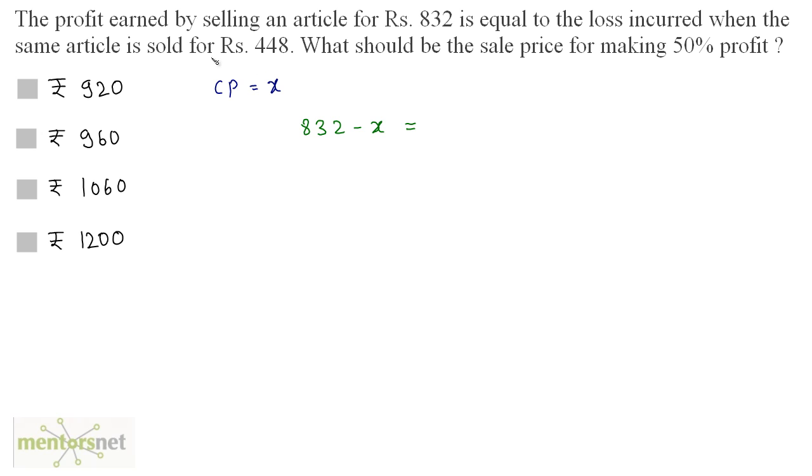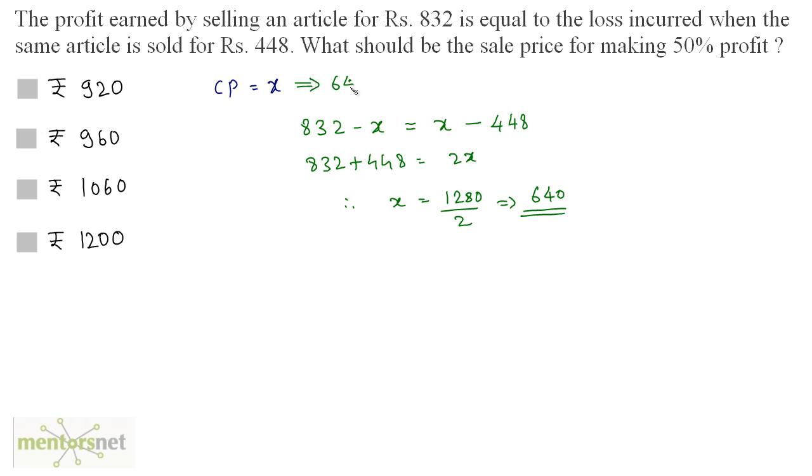Now we have a new selling price and we have a loss. So this is equal to the loss, and the formula for loss is cost price minus the selling price. So the cost price X minus the new selling price, which is 448. Now we can find the cost price from this equation. So 832 plus 448 is equal to 2x. Therefore, x is equal to 1280 by 2, and that is equal to 640. So the cost price is 640 rupees.